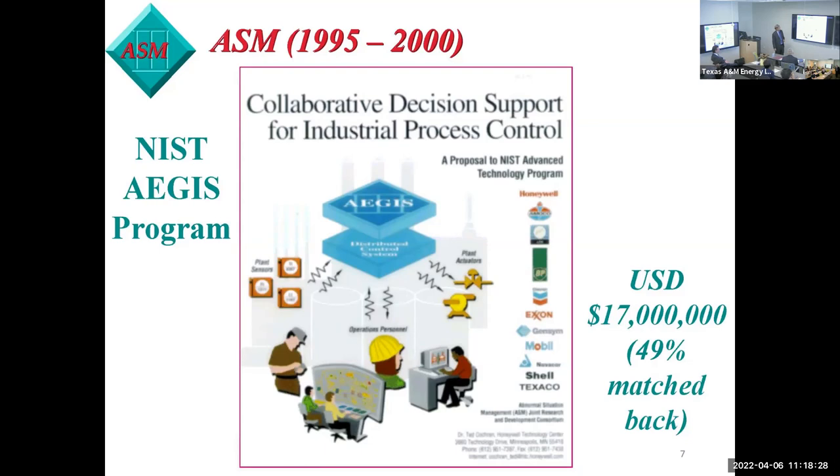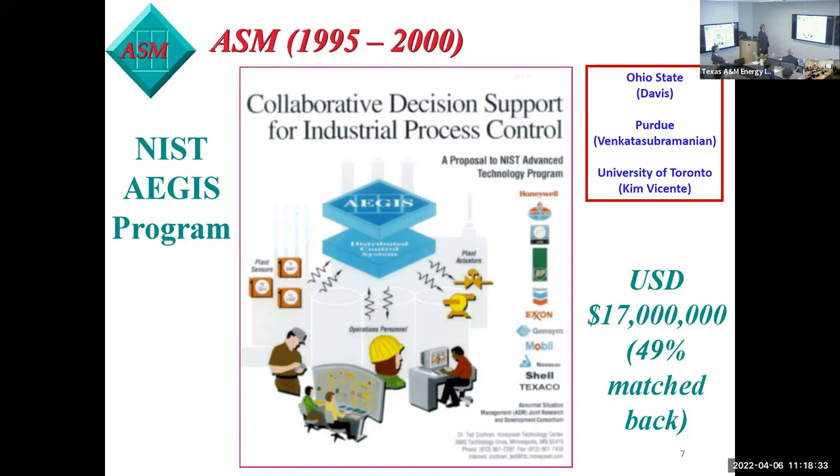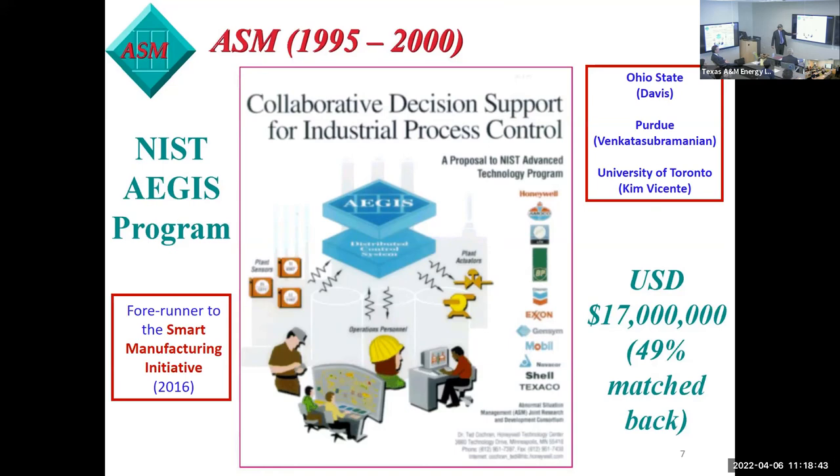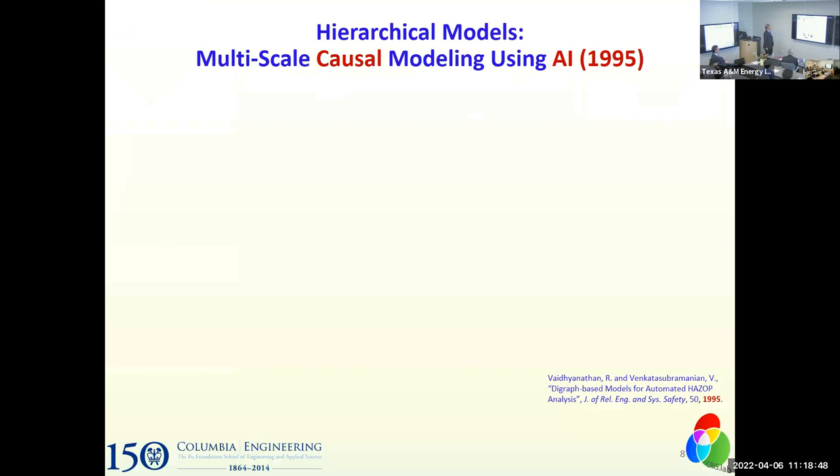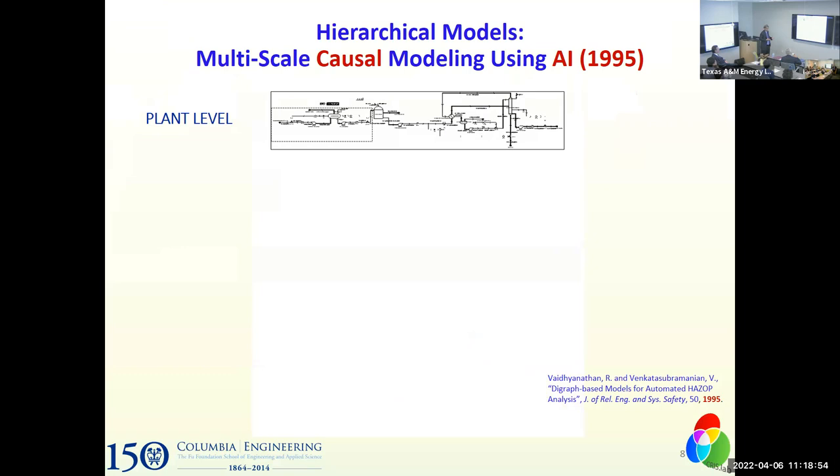And there were three universities invited to participate, Jim Davis at Ohio State at the time, and then my group at Purdue at the time, and then Kim Vincente from Toronto. And this is actually the forerunner to the Smart Manufacturing Initiative, which got funded in 2016. So as part of this, our work has been not developing AI-based black box models, but models where we can put in first principles as much as we knew. So we developed causal models, multi-scale causal models approach, so that you can do the reasoning and also do the explanation later on, interpret the decisions that the expert system or the AI program makes.